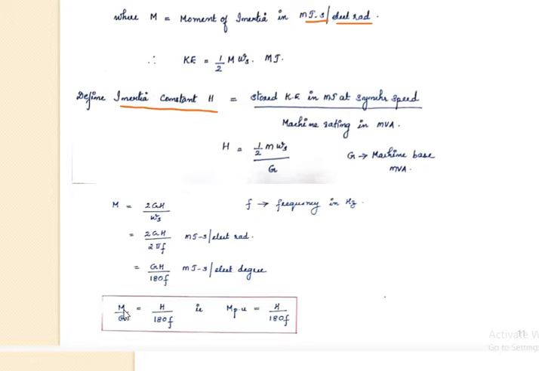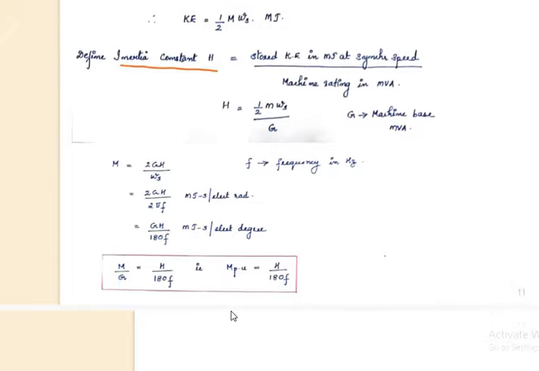Or in other words, on the left hand side it was M, and if I take this G over to this side, it would be M by G is equal to H by pi f, or H by 180 f. And what is this M by G? M is the moment of inertia in megajoules per electrical radian, and G is the rating of the machine or the base of the machine. So whenever you divide the actual value by the base value, it becomes your per unit value. So M is equal to H by pi f, where M is in per unit.